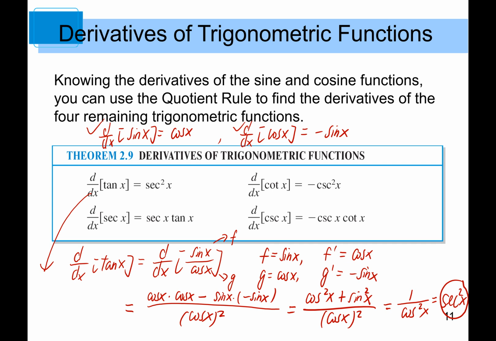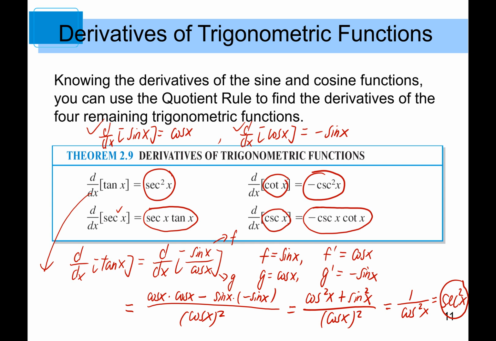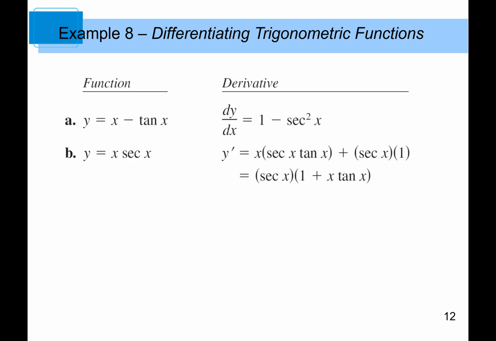The derivative of tangent x becomes secant x squared, right? The derivative of cotangent x becomes negative cosecant x squared. The derivative of secant x becomes secant x times tangent x. The derivative of cosecant x becomes negative cosecant x times cotangent x. Okay, so once you know all of this, we can move on to the next slide.